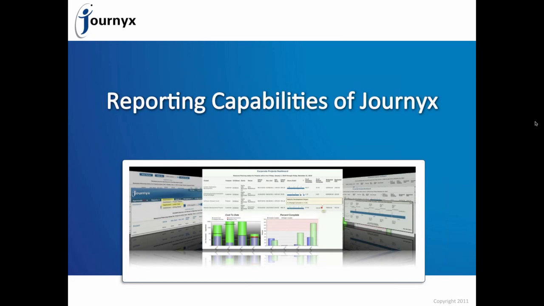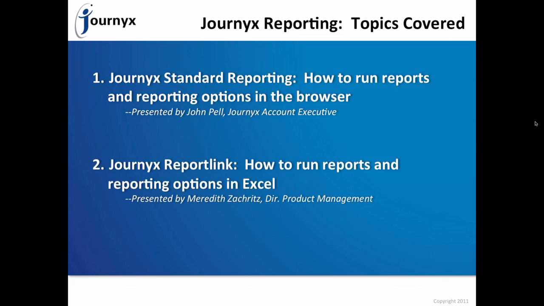Today's training session will focus on reporting for all the types of data that you track in your Journyx system. From employee time and expenses to compliance, resource forecasting, and financial reporting, we will cover a wide variety of reporting options available in Journyx. Journyx offers two primary tools for creating and running reports: Journyx Standard Reports that are run directly in the browser, and Journyx Reportlink for pivot reporting in Excel.